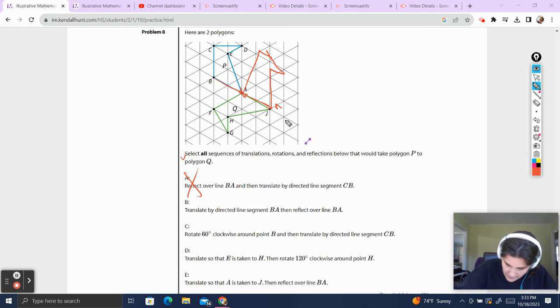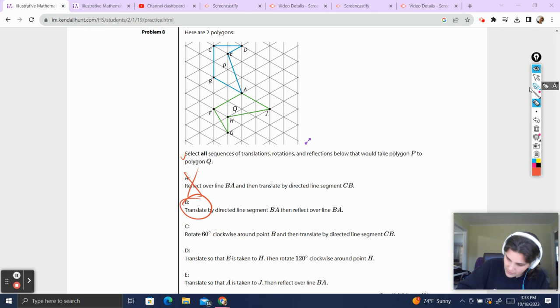In this case, BA has moved up. So we are going to reflect over that line as it's been moved right over here. So we reflect it over, which is going to bring P onto Q. So this is correct.